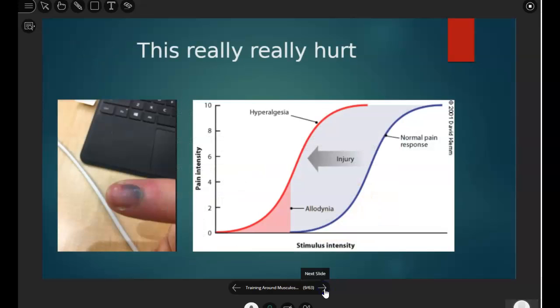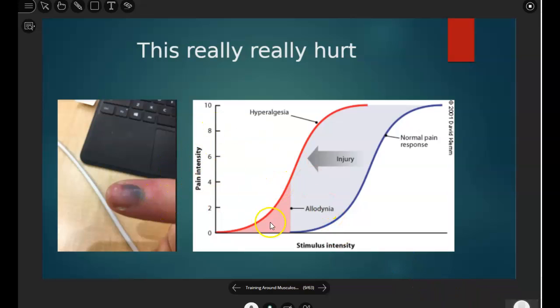So here's an example of something that happened to me, and at least I could turn it into a learning experience. This was a while ago. Some of you probably have done something like this. You accidentally got your finger stuck in between a weight plate, and that hurt really, really bad. So what happens when you actually hurt yourself?